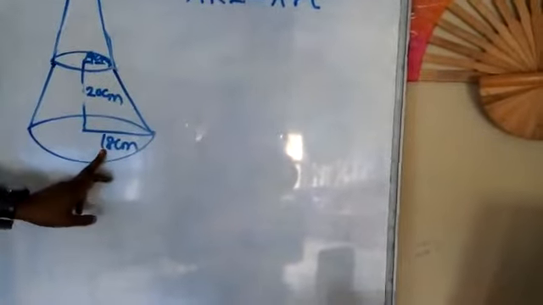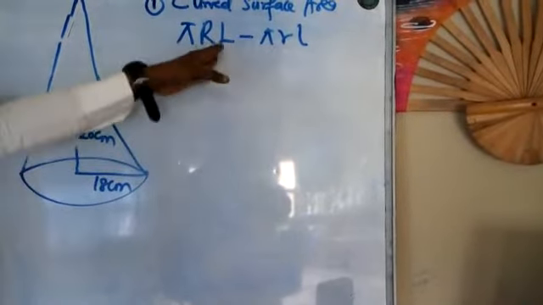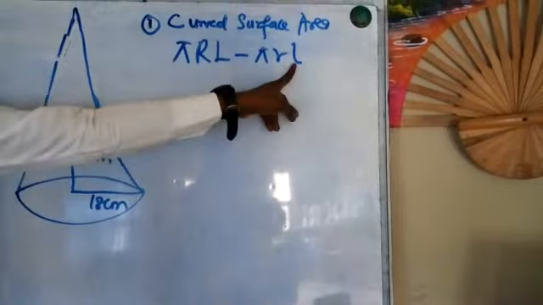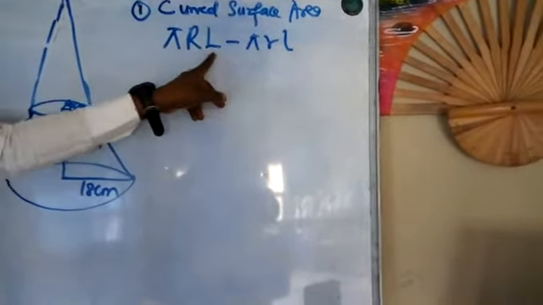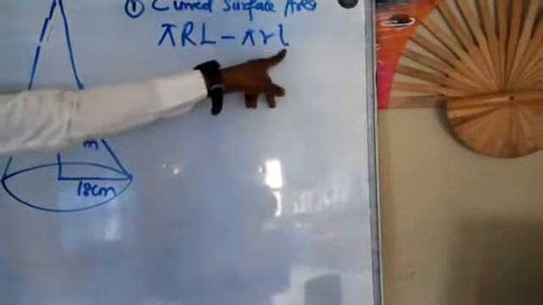R is 18, while the small r is 14. This is for the bottom radius, this is for the top radius. But if you check the question, we are not given anything like slant height. Then we need to look for the value of the slant height. Okay, we have to look for the value of the slant height.